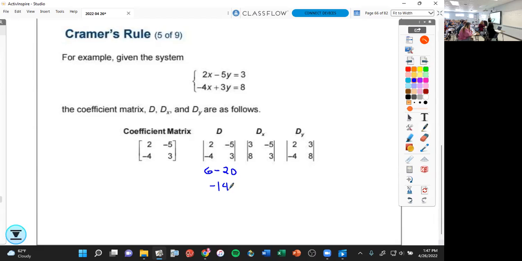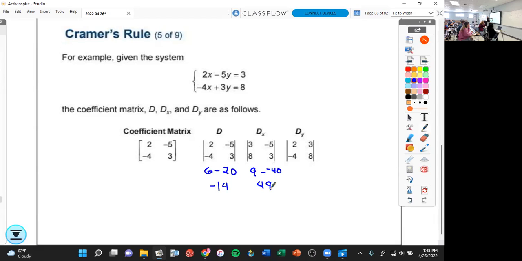For Dx, I need to get rid of the 2 and the negative 4. Replace them with 3 and 8. So instead of 2 and negative 4, I have 3 and 8. What about the y's? They stay the same. Let's calculate this one real quick. Down diagonal 9, minus the up diagonal, negative 40. 9 minus negative 40, 49.